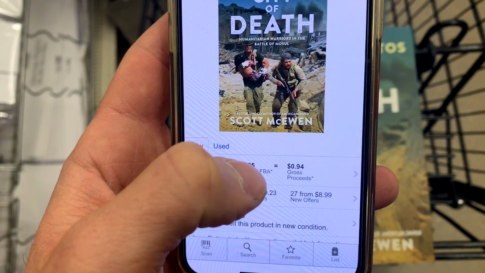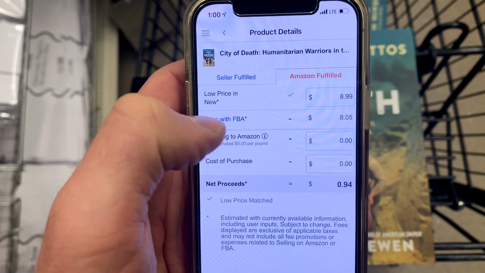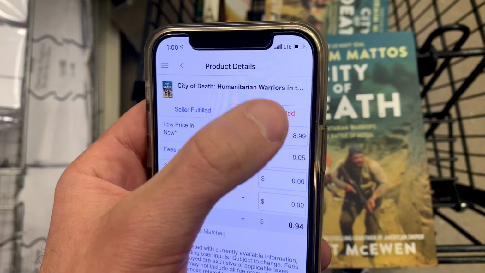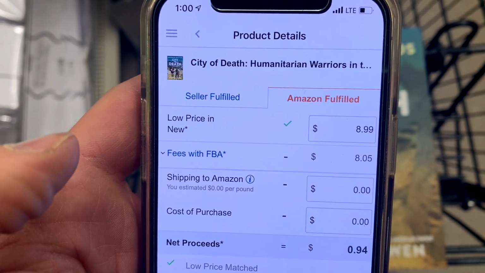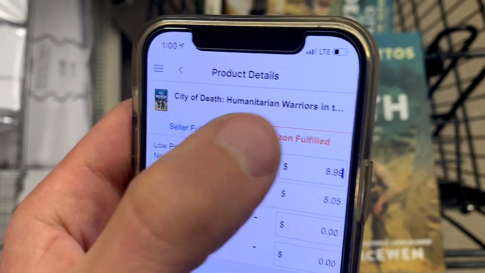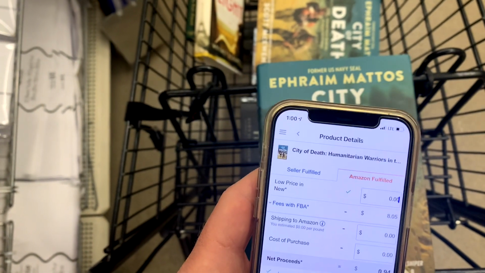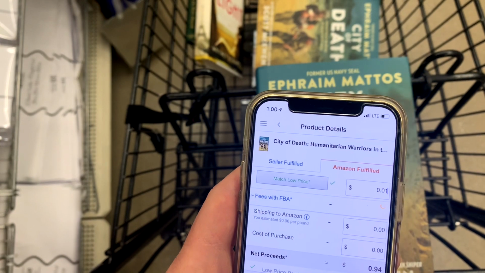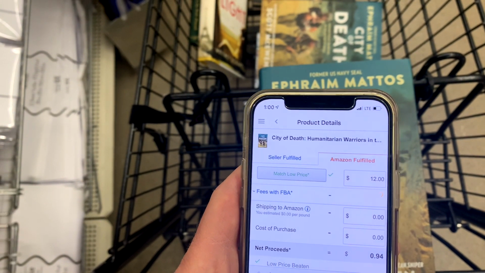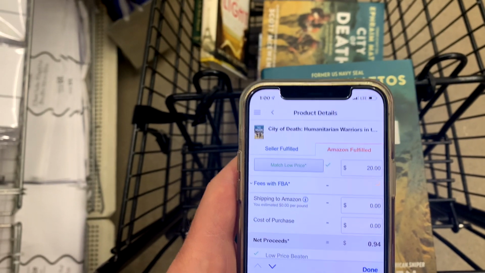And we'll click here to go to the profit area. And we'll do Amazon fulfilled. And we're actually going to change the lowest price. Yes, the lowest price is $8.99, but I believe we're going to be able to sell this for about $20. So we'll type in 20. Whoops, that's not 20. 20. Okay, there we go. $20.